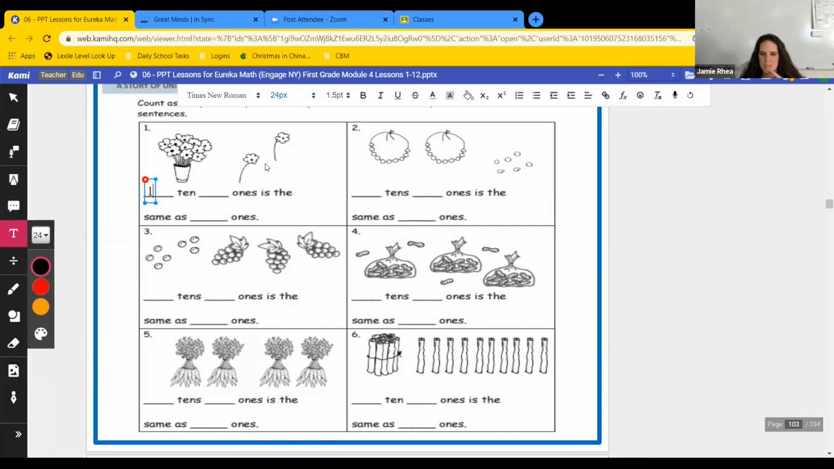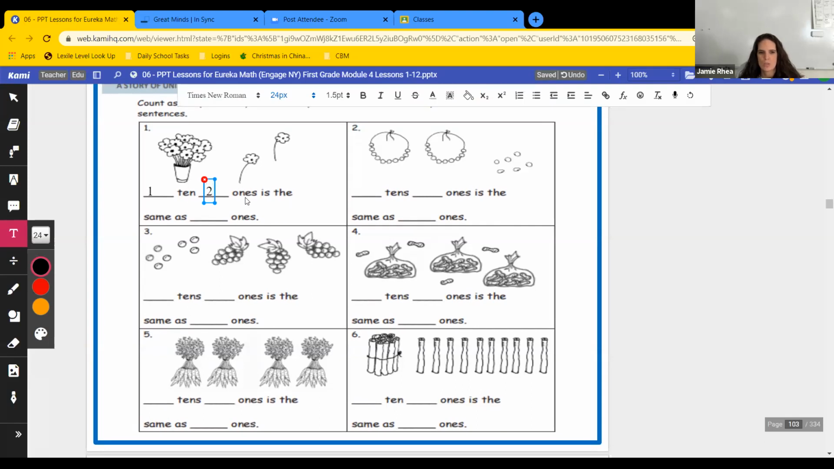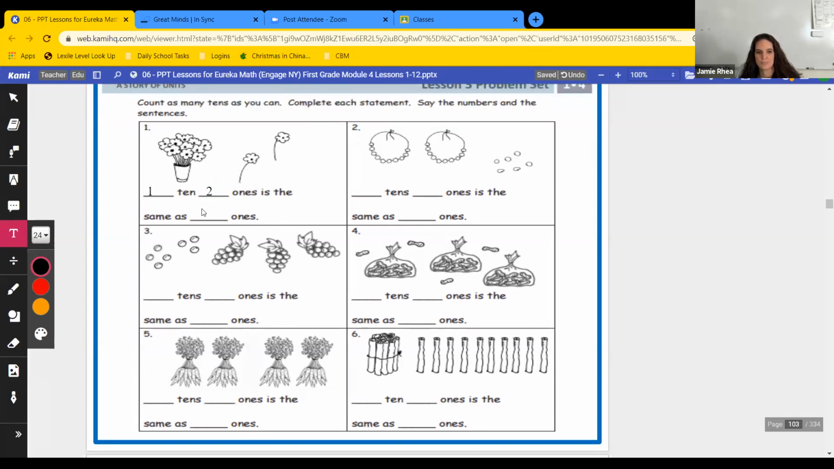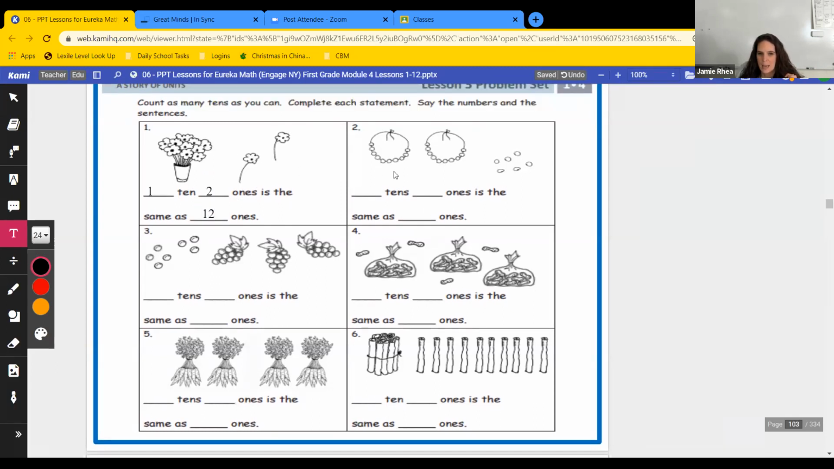How many are outside the vase by themselves? 2. So we're going to write 2. So we know that 1 10 and 2 1s is the same as how many 1s? 10, 11, 12. 12 1s. Okay, same thing here. How many 10s? How many 1s? How many 1s all together?